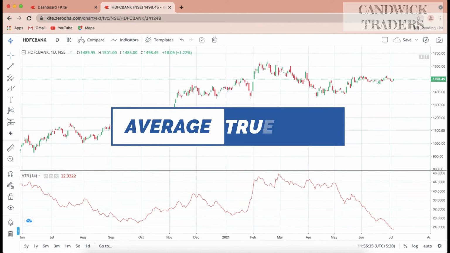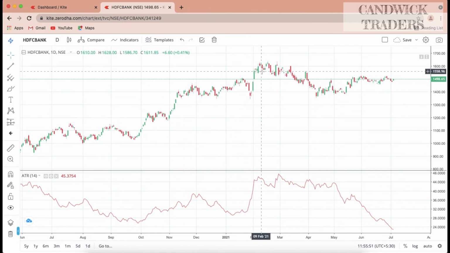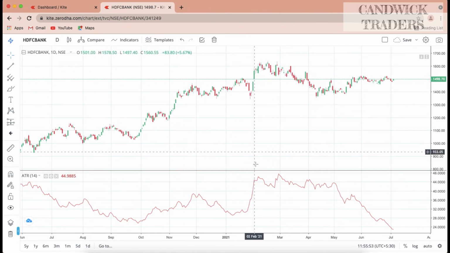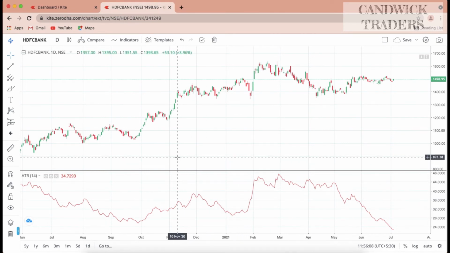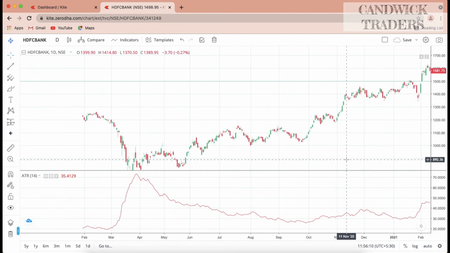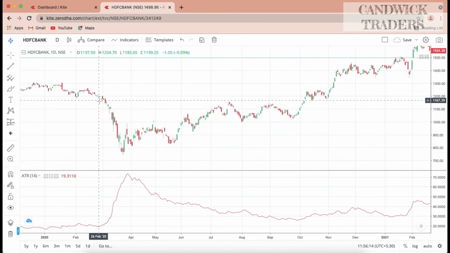The next indicator is ATR, that is average true range. It shows the market volatility over a particular period of time. When the market is in a strong uptrend like this, ATR will keep on rising and show high volatility. It doesn't matter whether the trend is up or down. If the price is in an uptrend or downtrend, the ATR will go up like this. This is the best example.